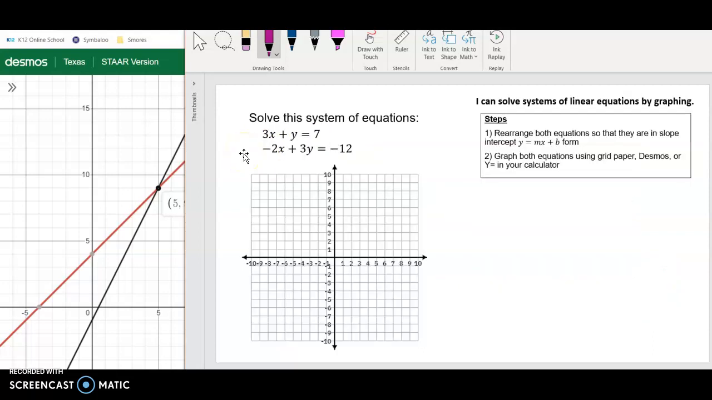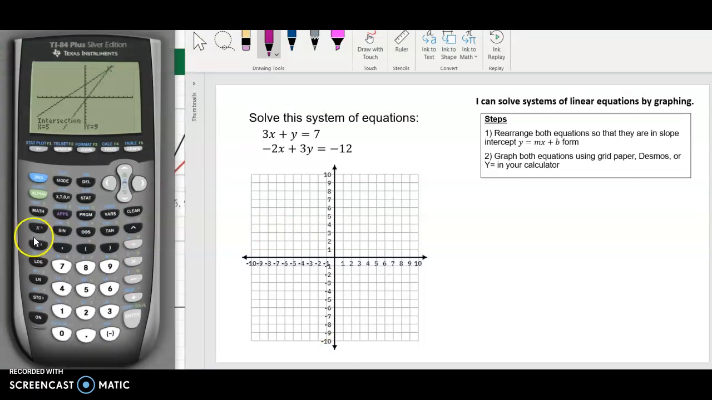So if we try solving the system of equations, 3x plus y equals 7 and negative 2x plus 3y equals negative 12, we're going to have to do a little bit of extra work, because notice that neither of these equations is in slope-intercept form. So we want both of our equations to be in y equals mx plus b form, which remember means that y is by itself on one side of the equation. So I'm going to first take 3x plus y equals 7 and rearrange it into slope-intercept form.